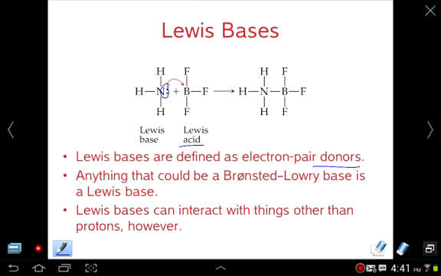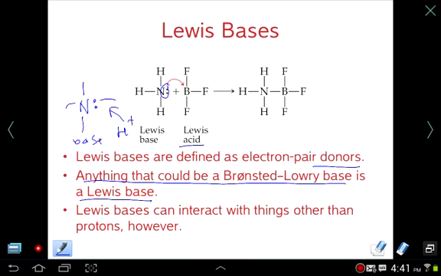And here it says that anything that could be a Bronsted-Lowry base is a Lewis base, because Lewis bases donate electron pairs, and the Arrhenius bases accept hydrogen ions. Well, hydrogen ions come in because you have this lone pair of electrons available. That's why it accepts this lone pair of electrons. So from the standard definition, the hydrogen is accepted by a base. From this definition, the electron pair teams up, you can say, with the hydrogen. So think of it this way. And here it says Lewis bases can interact with other things than just protons, and that's the power of this category of acids and bases.